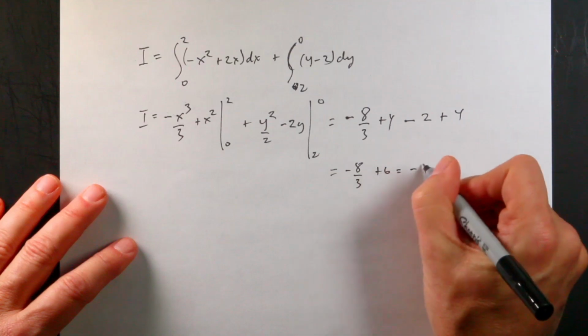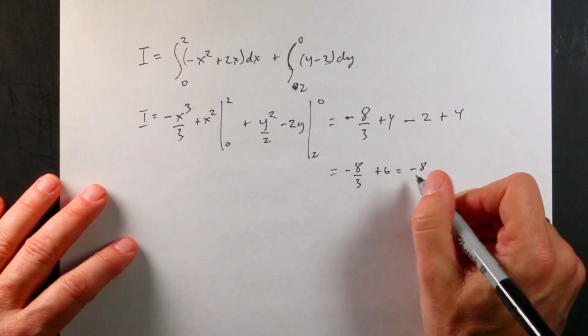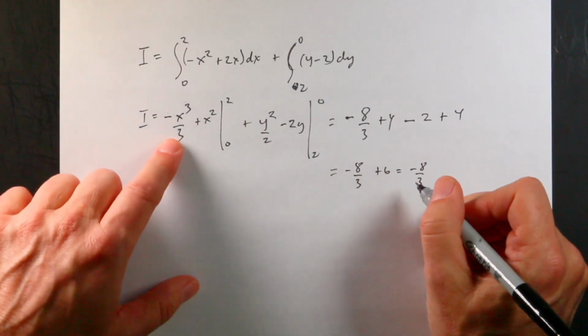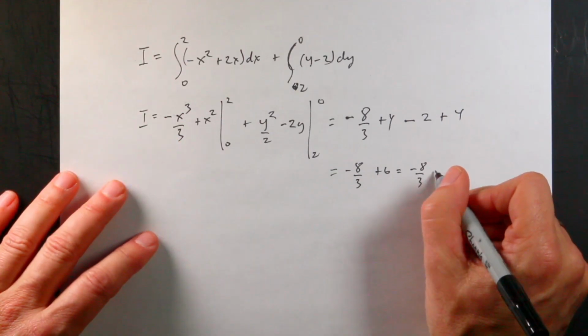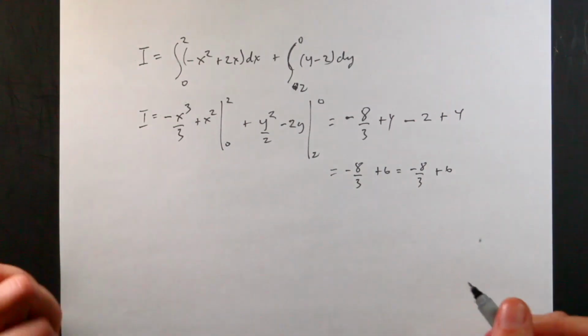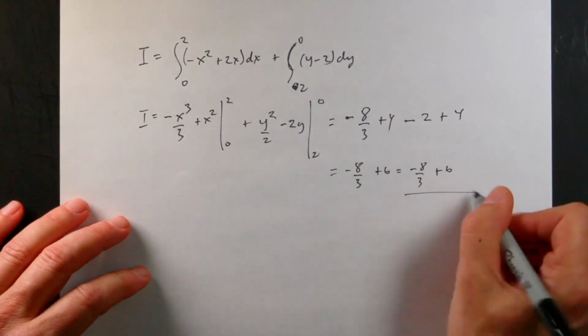And that's going to be negative, is it 8 over 3? Yeah, 8 over 3. Let's just leave that as plus 6. It's just a number. Okay, so that's that.